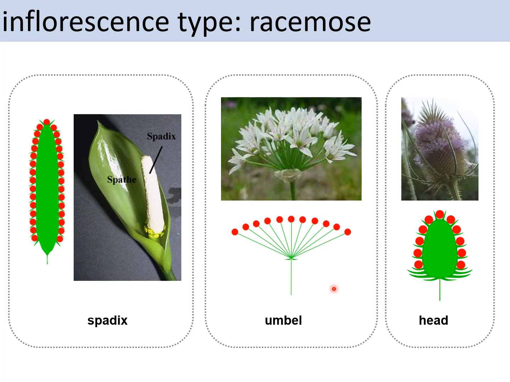And the last one is head. Head is a raceme in which the peduncle is flat and the flowers are attached directly to the peduncle. Here is the peduncle, and this is the floret. The floret usually has a short stalk or short pedicel, or usually doesn't have a pedicel. This is head. The head is the general character of many plants in the sunflower family.